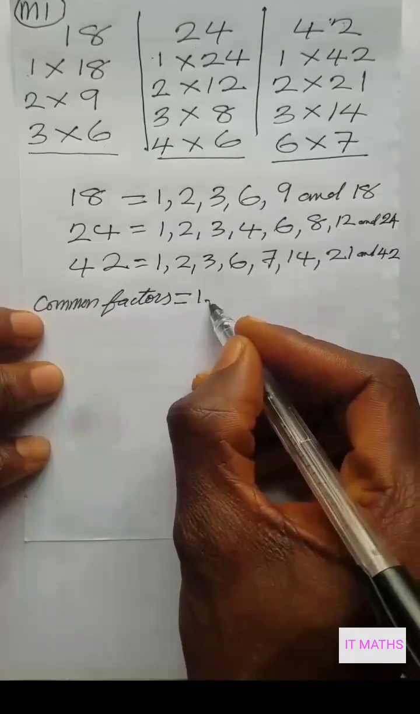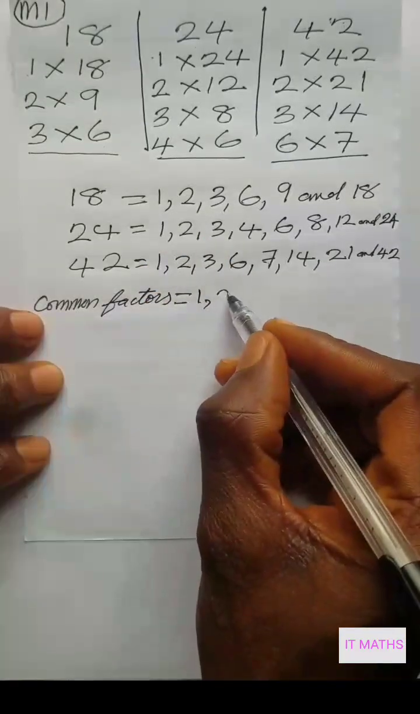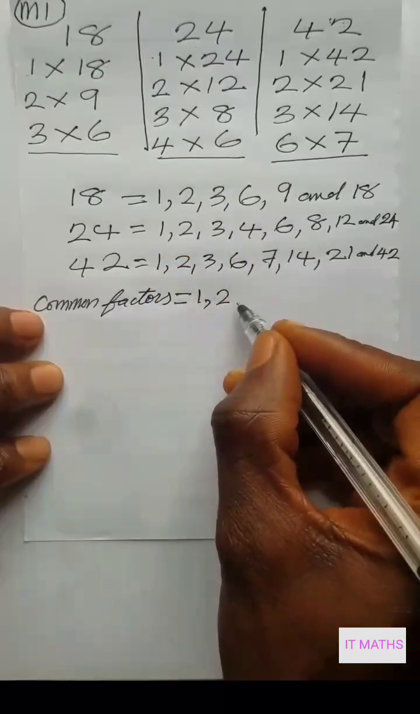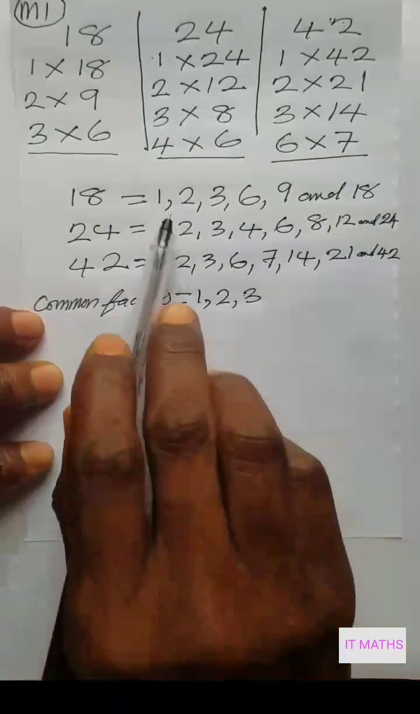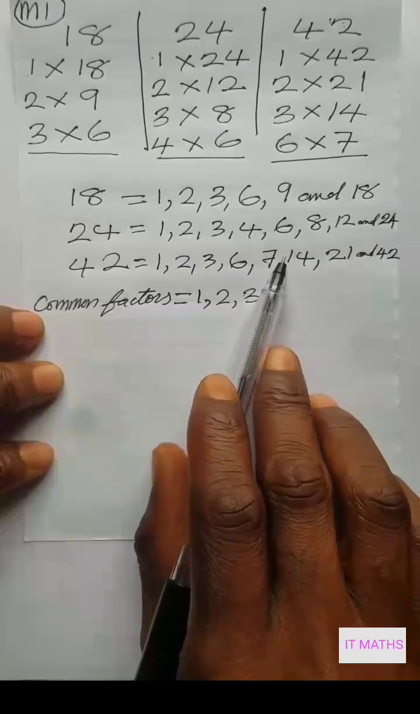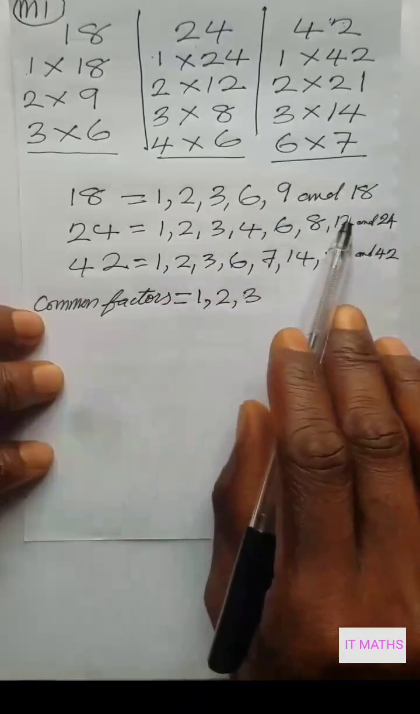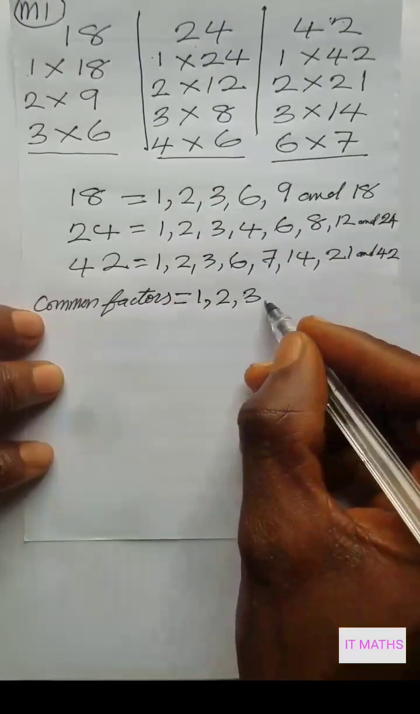1, 2, 3. Remember, common means it must be here, here, and here. What about 6? We have 6 here. Do you have 6 here? Yes. Do you have 6 here? Yes.